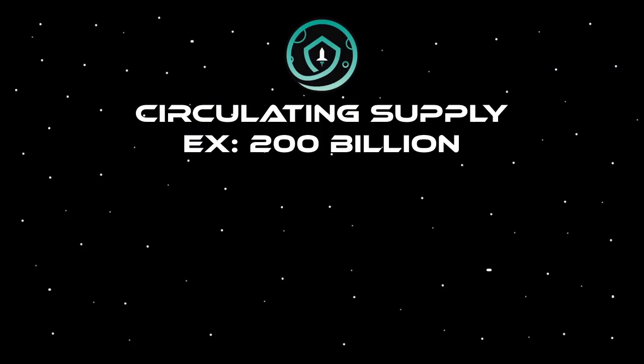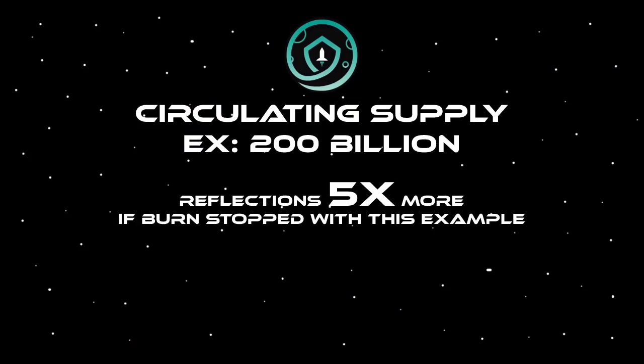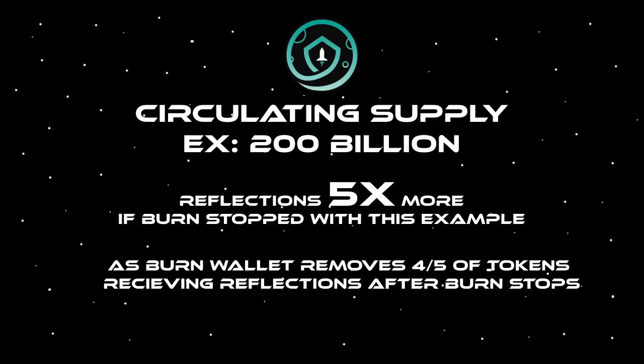Under the current example, that would mean your reflections should be 5 times more than they were before, as the percentage of the total supply your wallet holds is now 5 times more than previous due to the total supply receiving reflections being reduced to 1/5 the original.